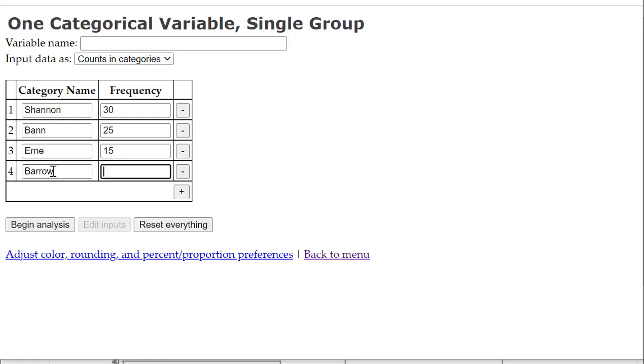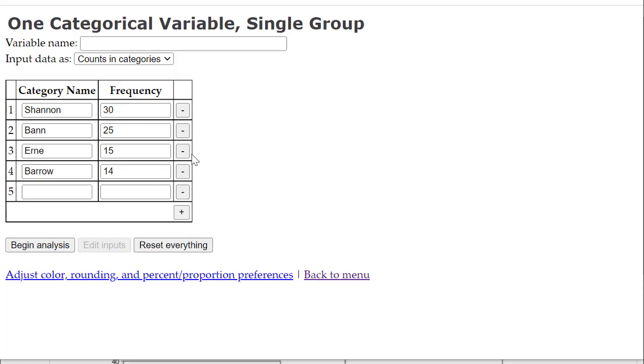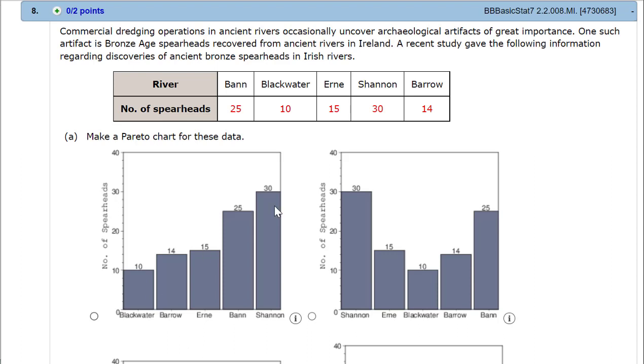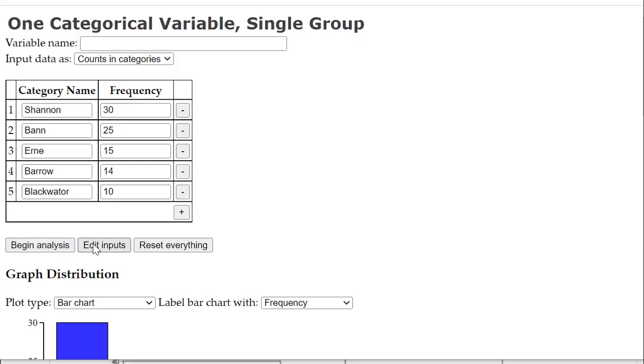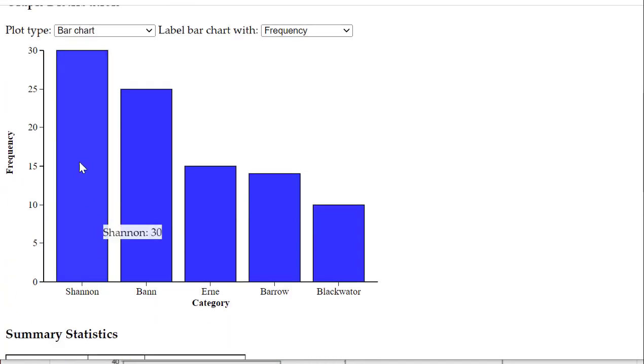So if you were doing this while you're taking your final, I would have a small piece of scratch paper because I know you're switching back and forth. And then Blackwater is 10, the smallest. So you could write those down, and then you could create your chart. So this is a bar chart right here, also known as bar graph. And I forced it into being a Pareto by specifically putting the data in order. So then it asks, which one of these is the one below?